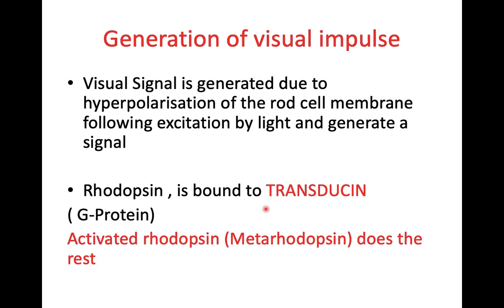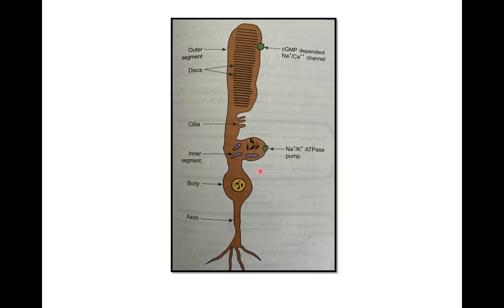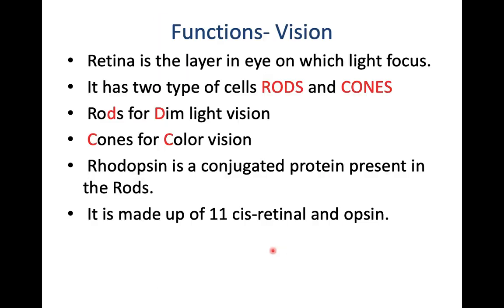So if you see the structure of this particular rod cell, here what happens when there is low availability of cyclic GMP, then the sodium channel closes, and closure of the sodium channel will lead to hyperpolarization of rod cells, and it will be able to transmit the signal, the optic signal. Okay, so this particular thing you have to remember.